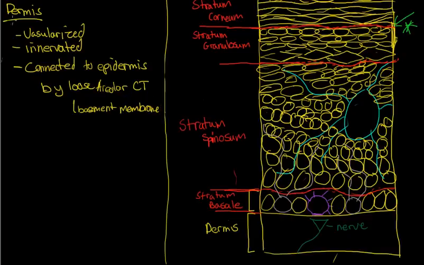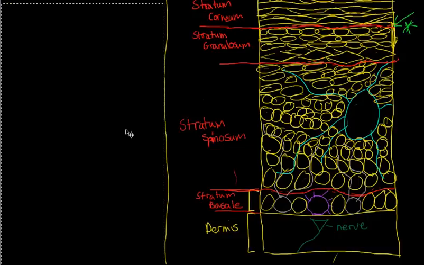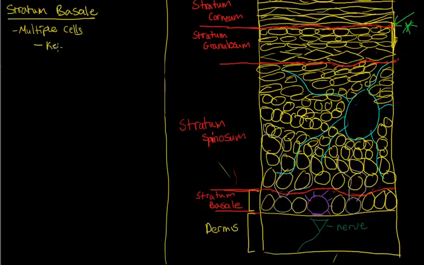Hopping on to the next layer, we have stratum lucidum. I'm sorry, the stratum basale. Got way ahead of myself there. Stratum basale, or basal layer. Here we're going to see multiple cell types. First is going to be the keratinocyte, containing keratin, or later on will contain keratin and prekeratin.